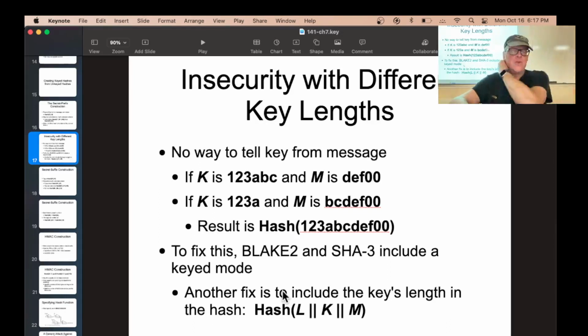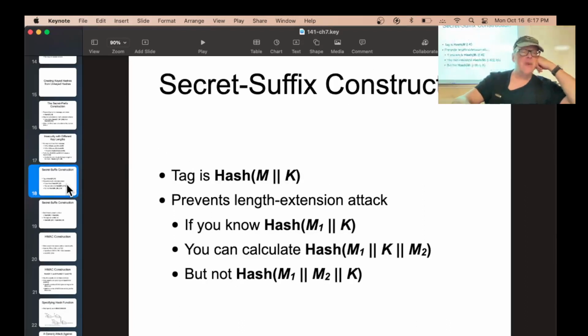And another fix, of course, would be to include the key's length in the hash. Barely better than adding a delimiter. Then you'd always know how much of it is key and how much of it is message. These seem like simple things to go wrong, but they are defects in the systems we have now.